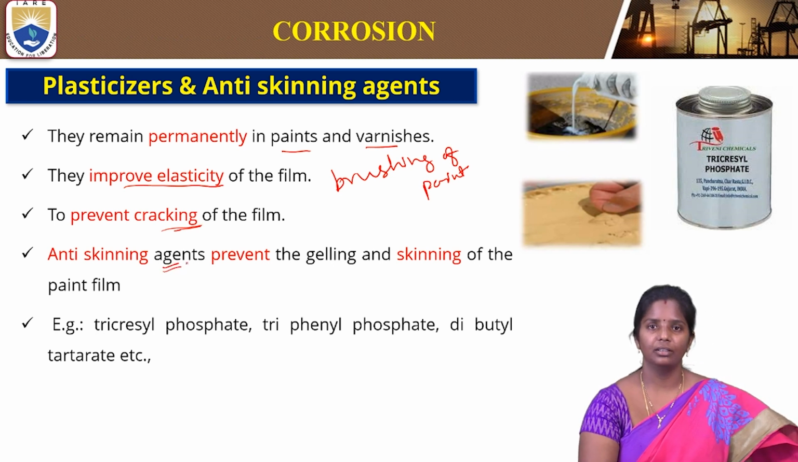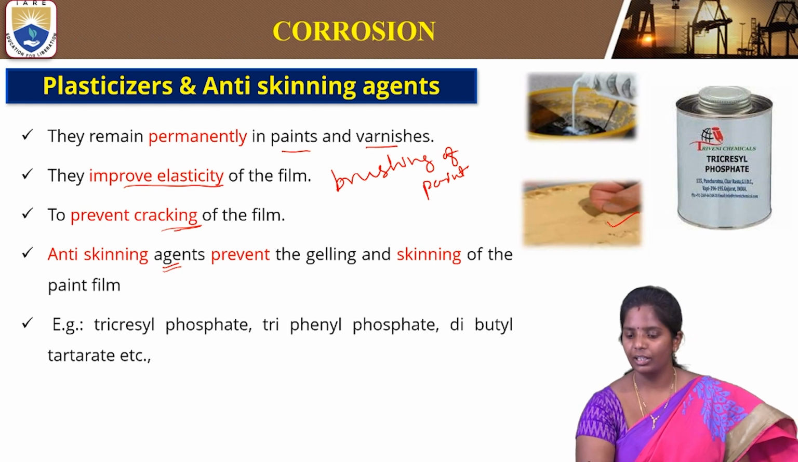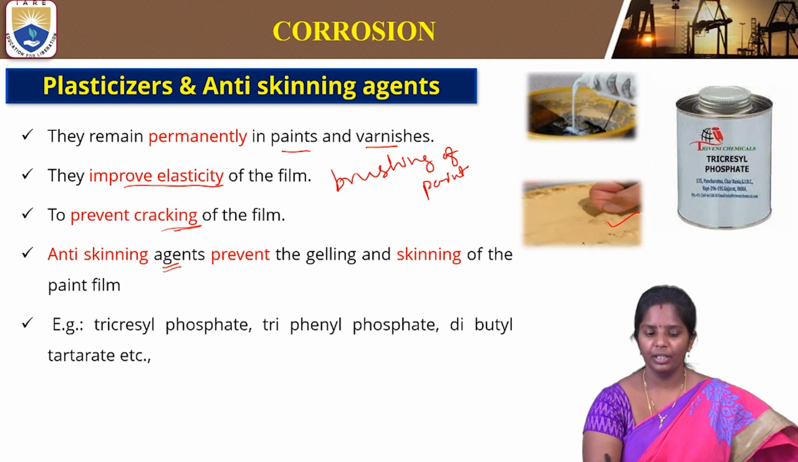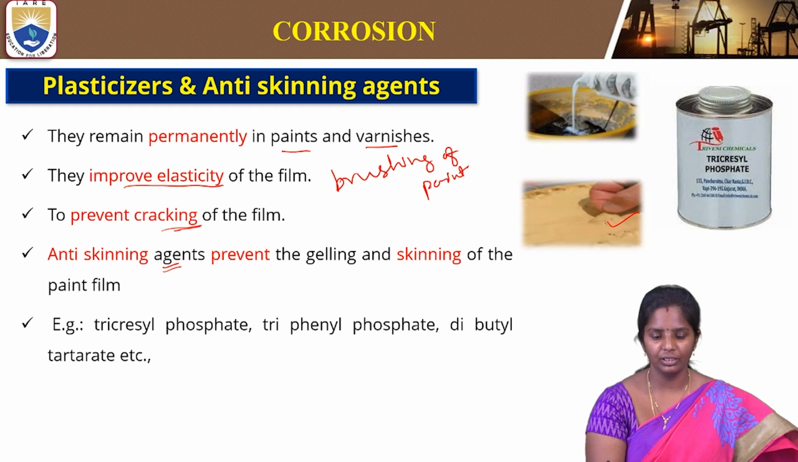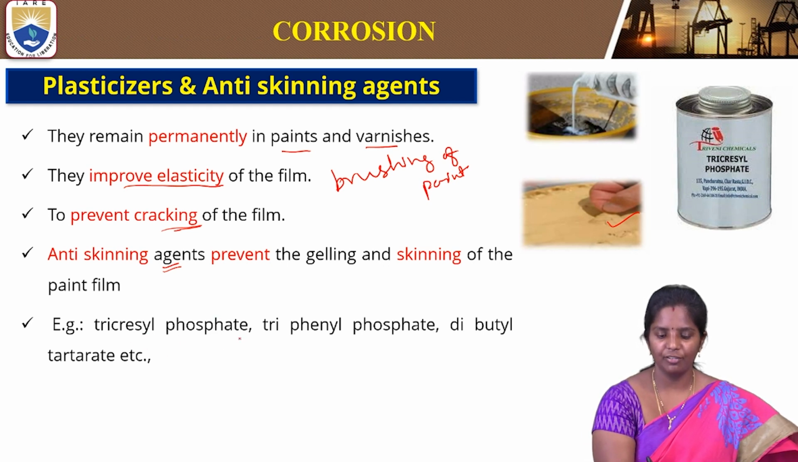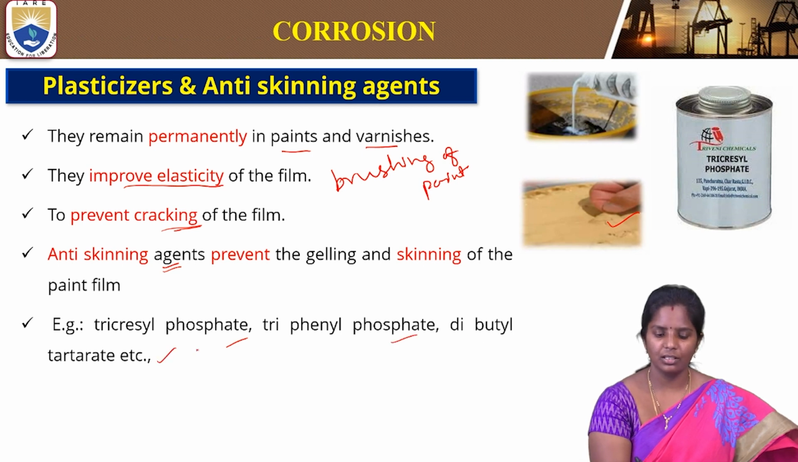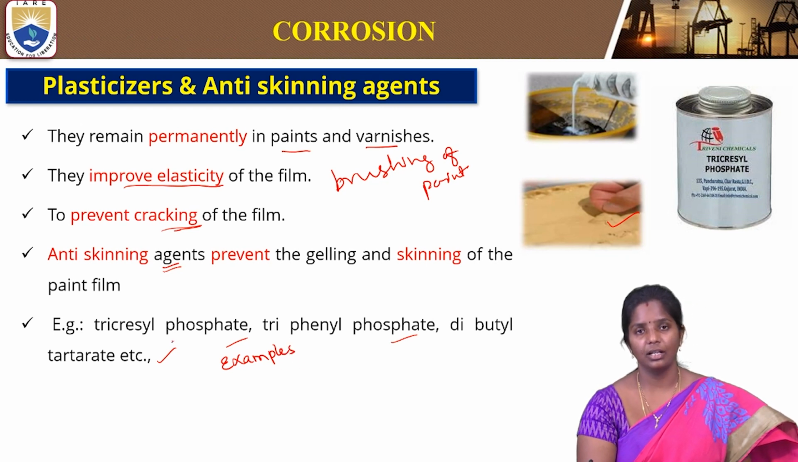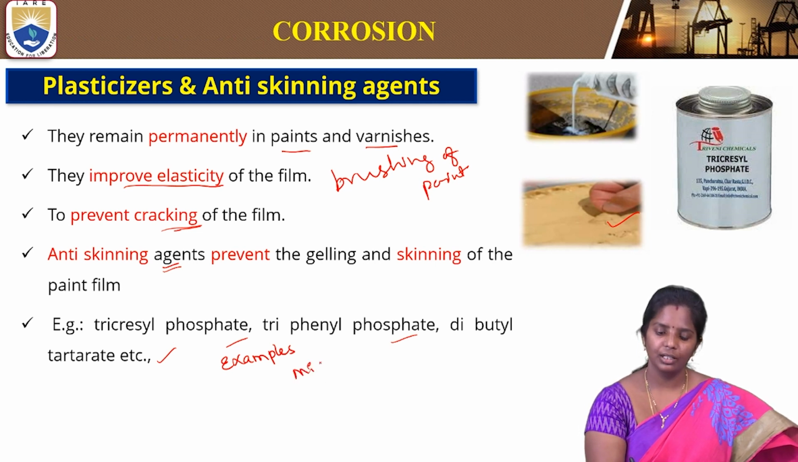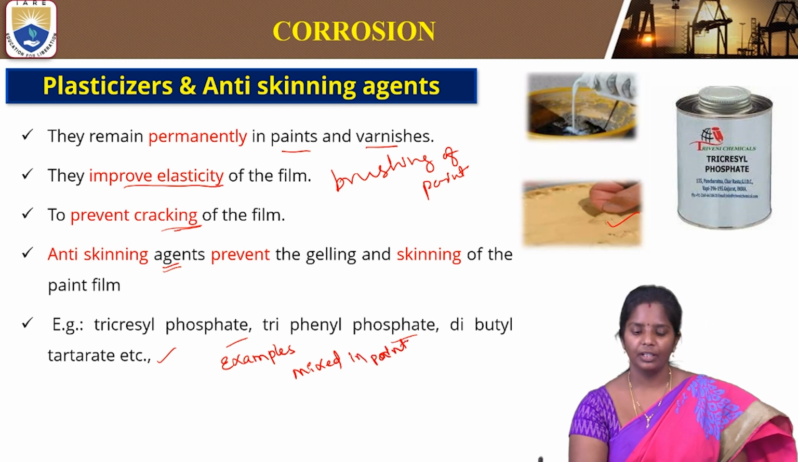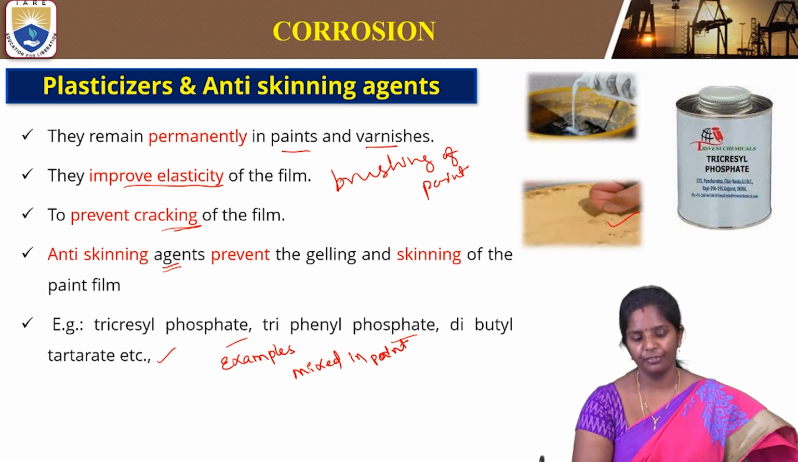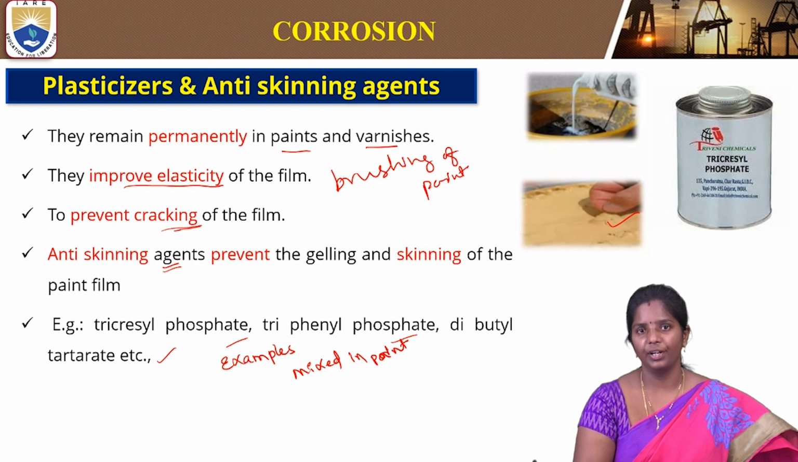Anti-skinning is about preventing peeling. For example, if we see in this figure, if the man is able to peel the film, it should have the anti-skinning property. For that we will be using triacryl phosphate, triphenyl phosphate, dibutyl tartrate. These are some examples of compounds that are used as anti-skinning agents that are mixed in paints for obtaining anti-skinning property. So whenever we see peeling of the paint on the metal surface, it means it is devoid of these anti-skinning agents, which were not mixed, and therefore the paint is getting peeled off.